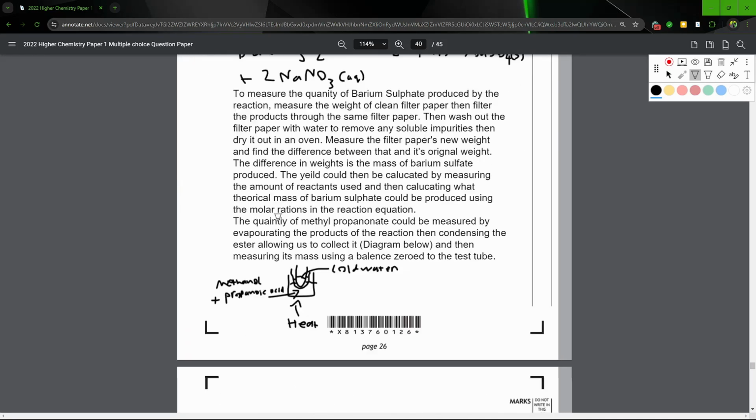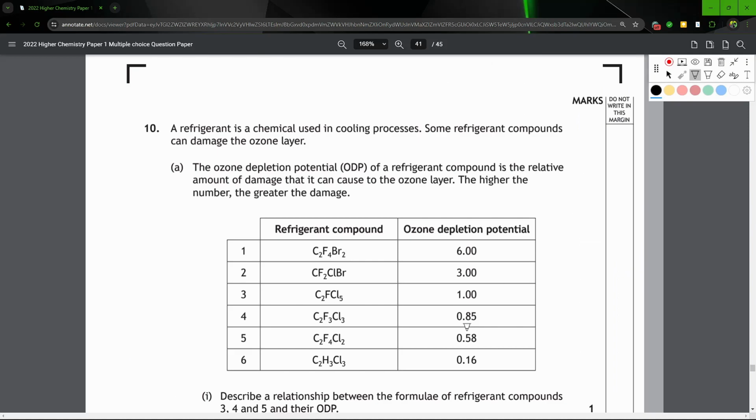So yeah, I'm going to run out of room, but you can talk a lot about this. Moving on to 10. A refrigerant is a chemical used in cooling processes. Some refrigerant compounds can damage the ozone layer. The ozone depletion potential, ODP, of a refrigerant compound is the relative amount of damage it can cause to the ozone layer. The higher the number, the greater the damage.